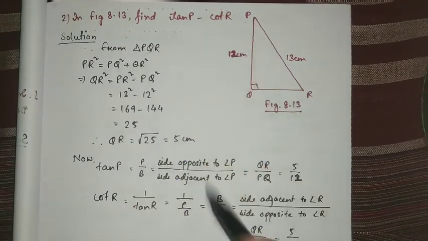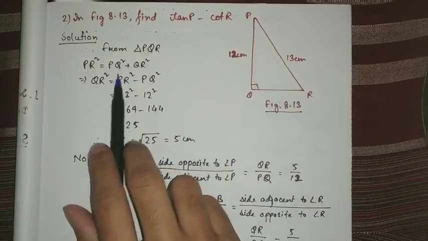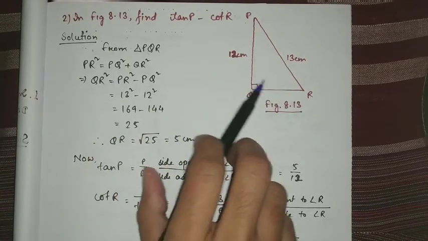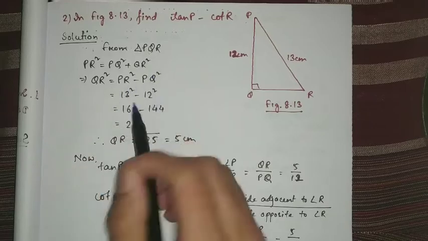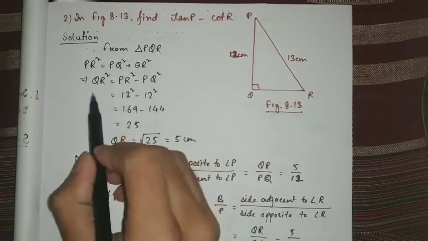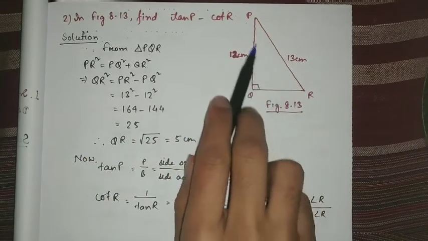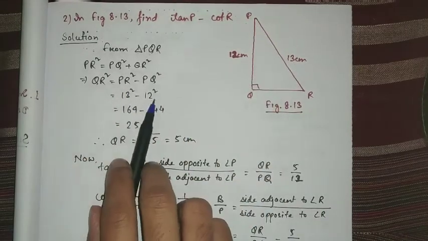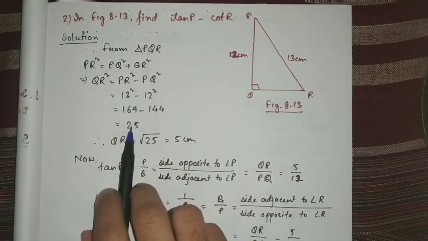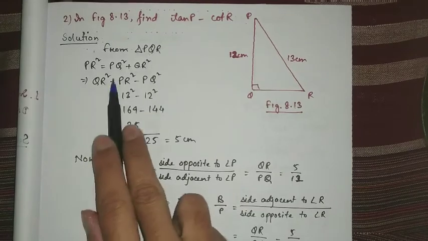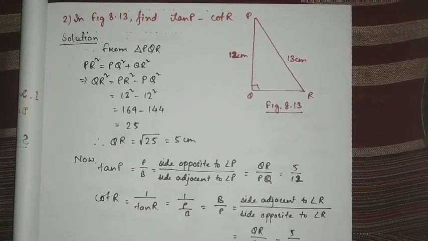From the triangle PQR, if we apply the Pythagoras Theorem, we get hypotenuse square, that is PR square, is equal to the sum of the squares of the base and the perpendicular, that is PQ square plus QR square. From there we find QR square as PR square minus PQ square. PR is given as 13 and PQ is 12, so we have 13 square minus 12 square, and by calculation we find that QR square is equal to 25, and so QR is equal to 5 centimeter.